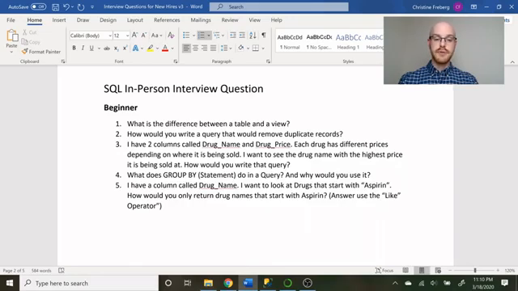Each drug has different prices depending on where it is being sold. I want to see the drug name with the highest price it is being sold at. How would you write that query? Now I'm actually going to stop and show you the answer to this question.